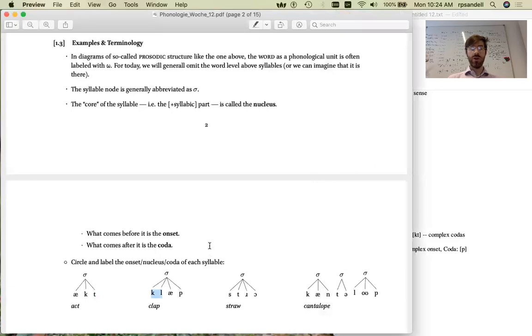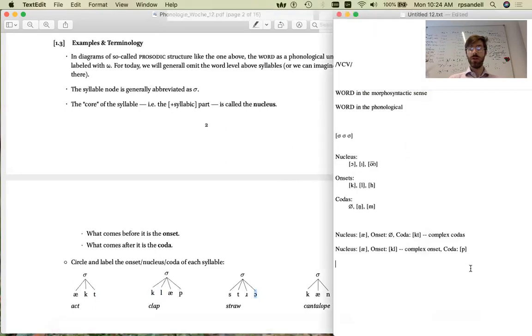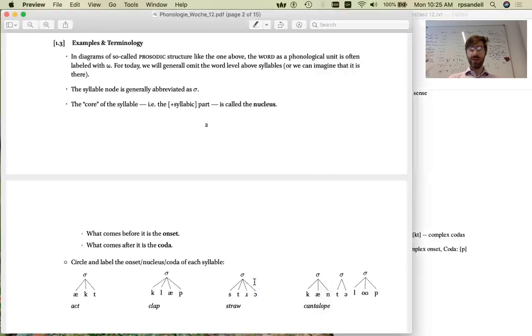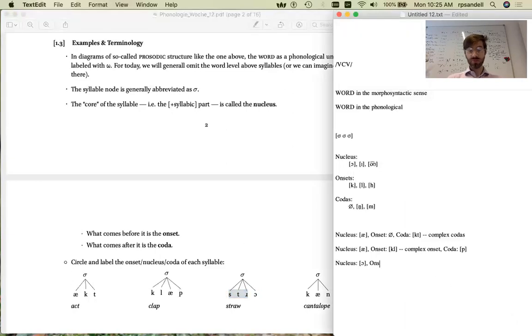In the word straw, now, what do we see? Once again, a phonological word consisting of just a single syllable with one plus syllabic segment, the vowel. If I look to the right of this vowel, I notice that there are no segments following it, so there's no coda whatsoever. On the other hand, there is an onset with three segments. A rather complex onset consisting of the sequence str, and no coda whatsoever in this case.